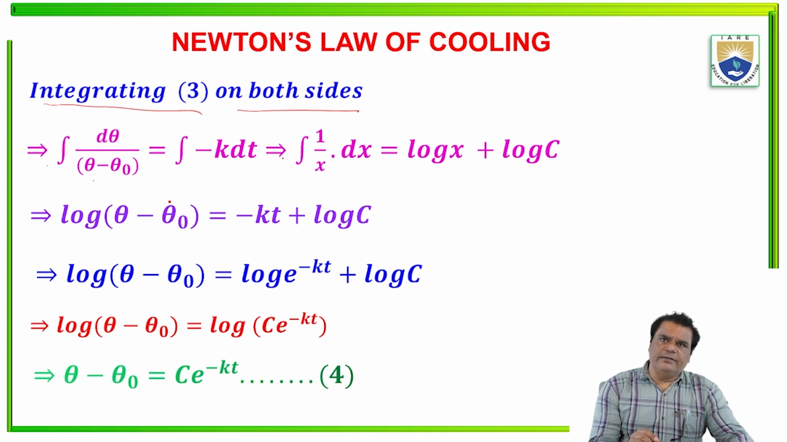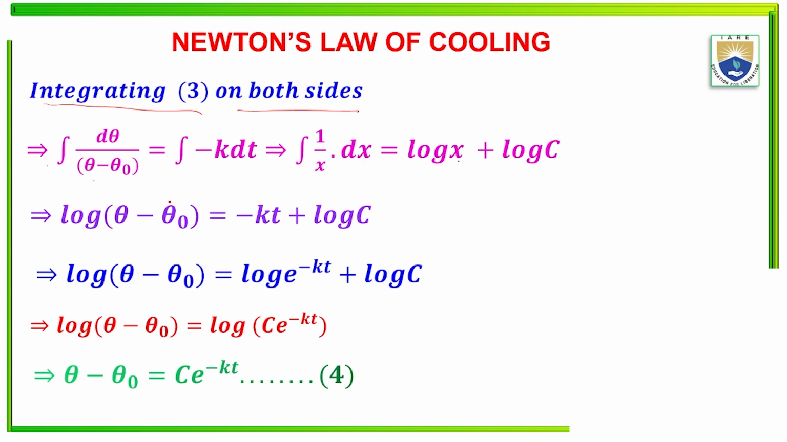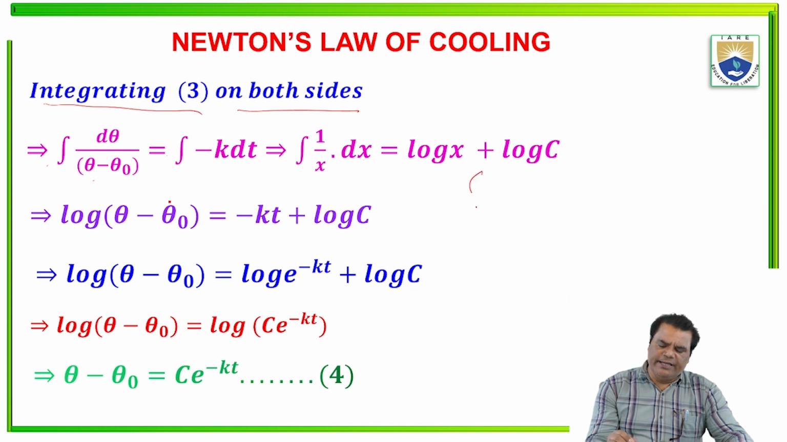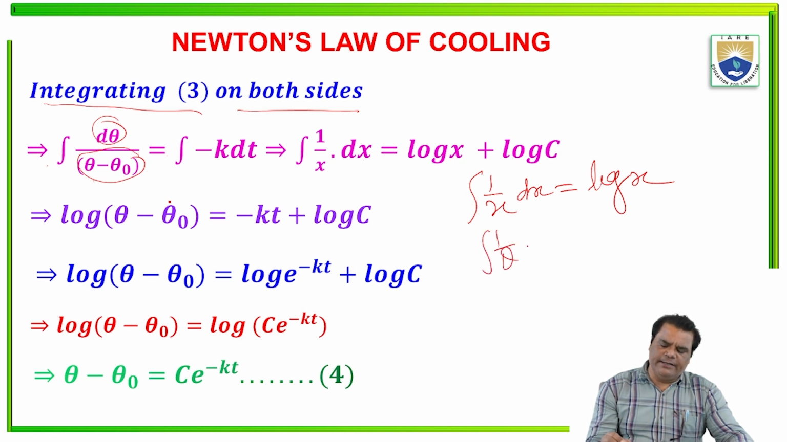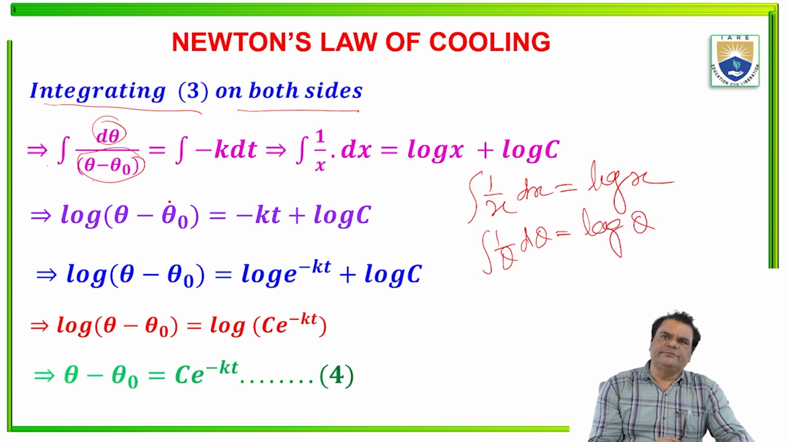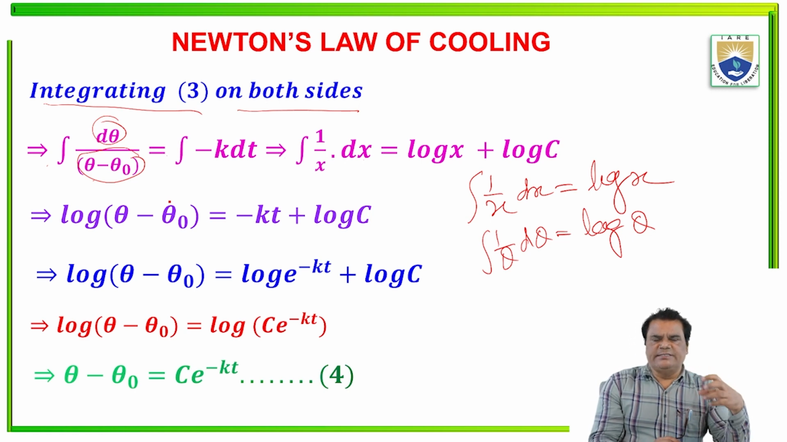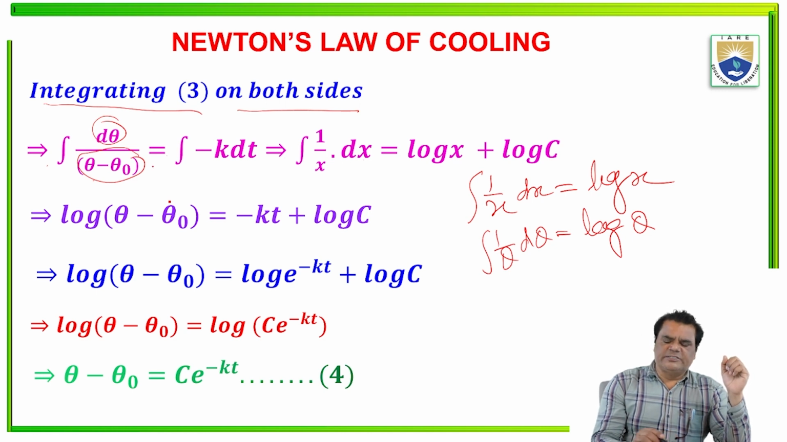Here we apply the formula: the integration of 1 upon x dx equals log x plus log c, where c is an arbitrary constant. Similarly, in the first integral, d theta upon theta minus theta naught, this is x and this is dx. Or we can say the integration of 1 upon theta d theta is log theta. But theta naught is constant, because it is the temperature of the surrounding medium. So we apply this formula here.